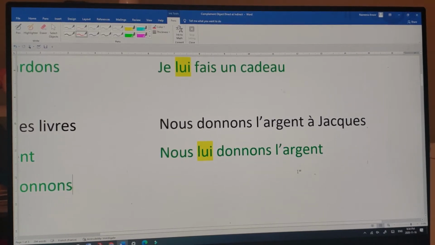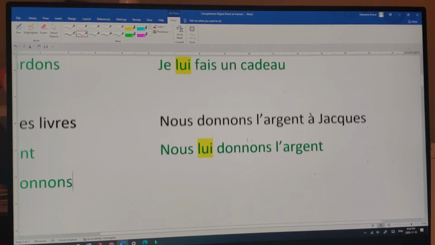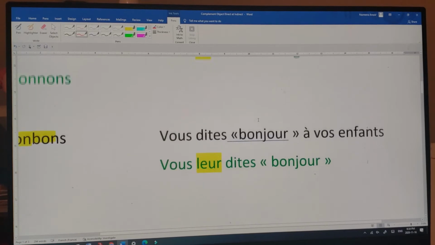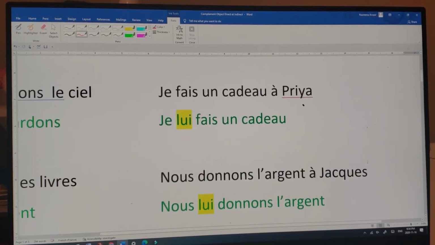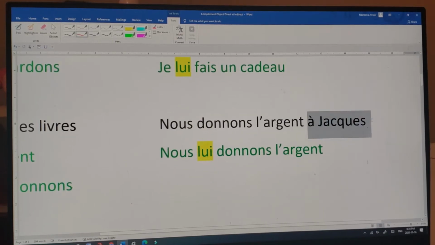We give money to Jack. Nous donnons l'argent à Jacques. Now let's say we want to find out what is Jack. Is it a direct object or an indirect object? So ask the question: we are giving the money to who? Nous donnons l'argent à qui? So à qui, the preposition à is used. So Jacques is an indirect object. So it is nous lui donnons l'argent.